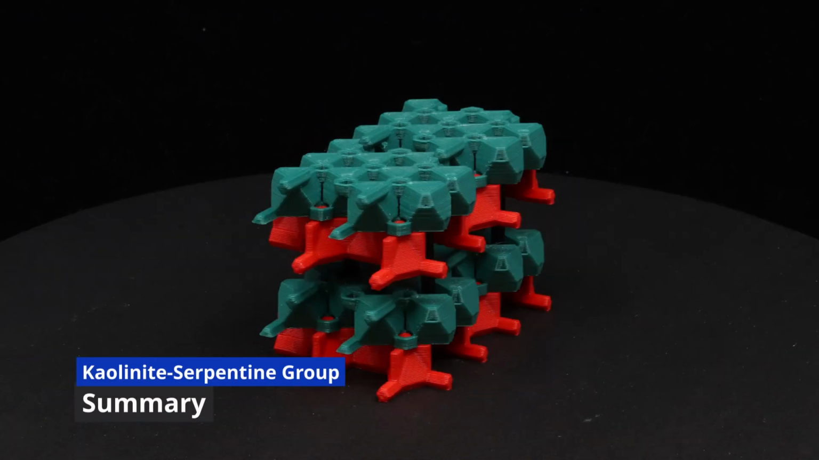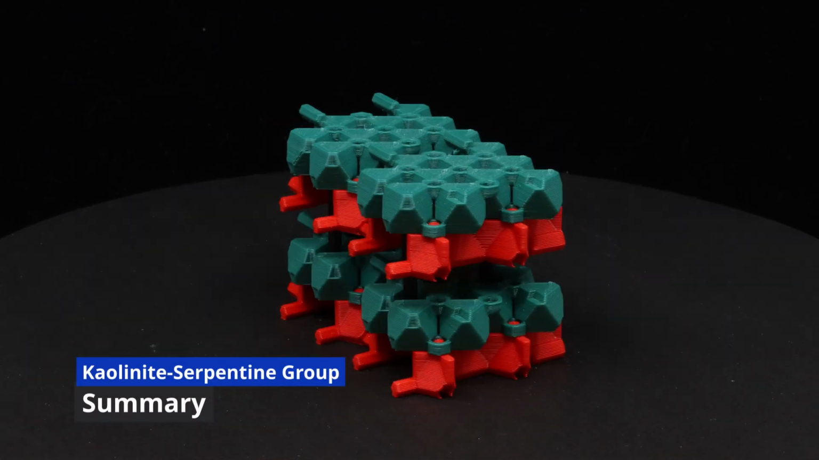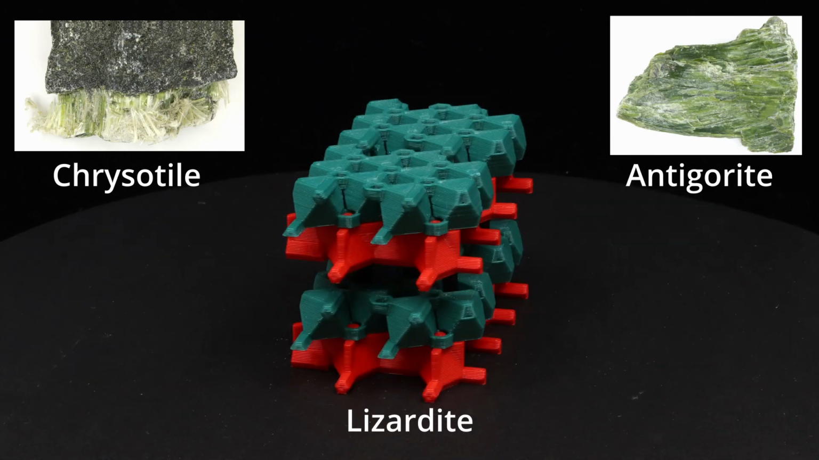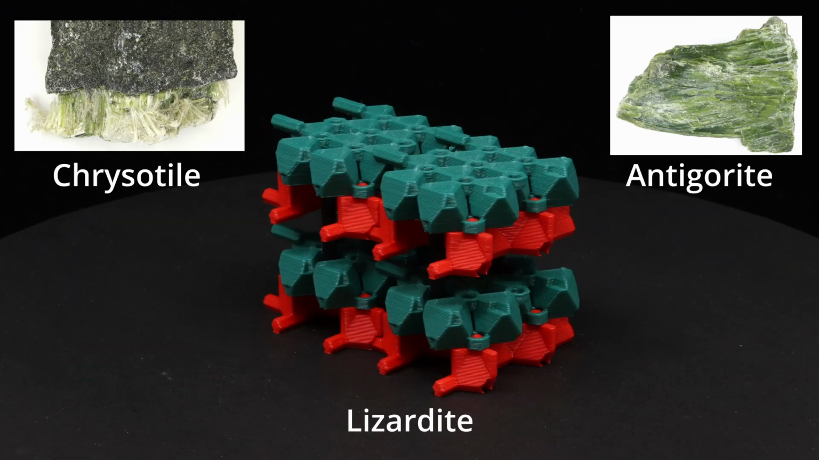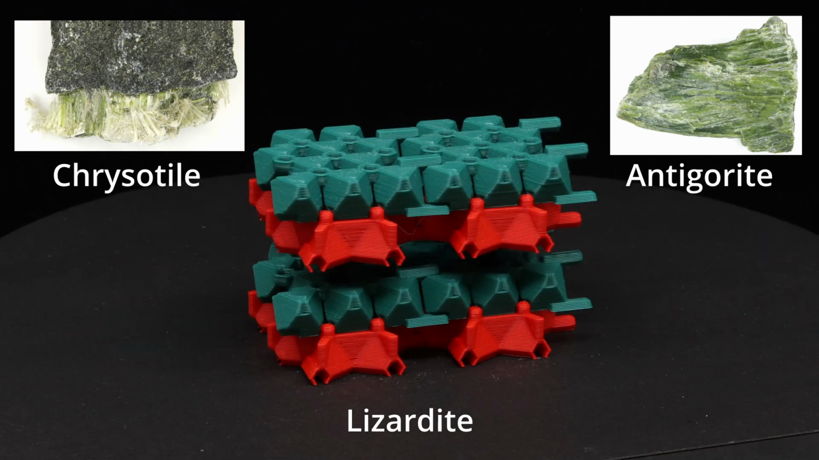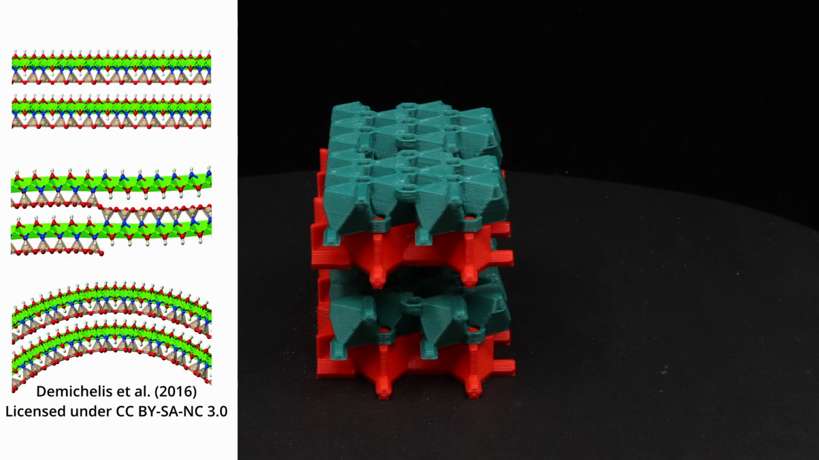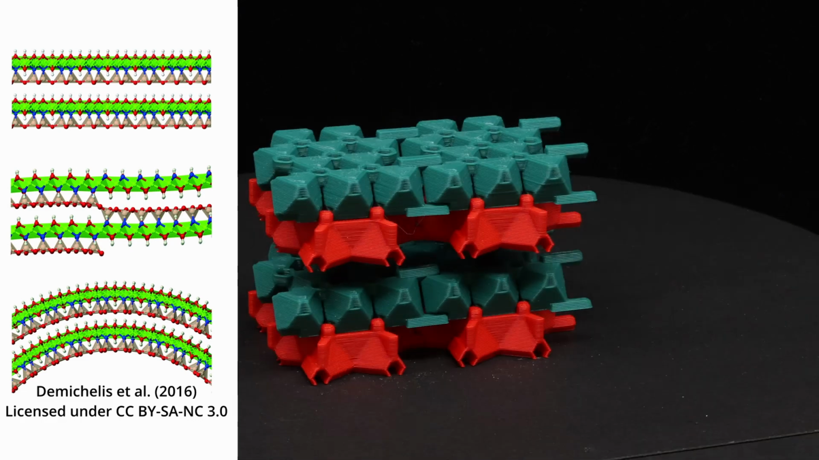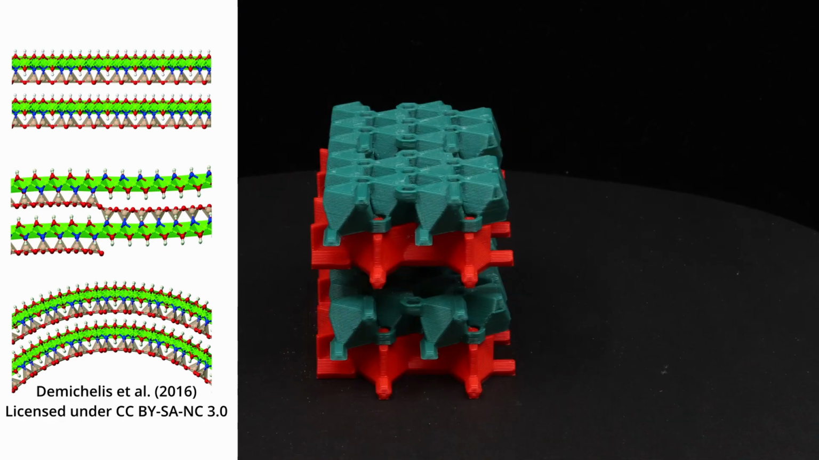In this video, we've looked at the crystal structure of the Kaolinite-Serpentine group, and we've constructed the structure of lizardite, one of the three serpentine polymorphs. We've also looked deeper into the unique TO configuration of these minerals, which leads to structural deformations in their modules and the development of polymorphs.